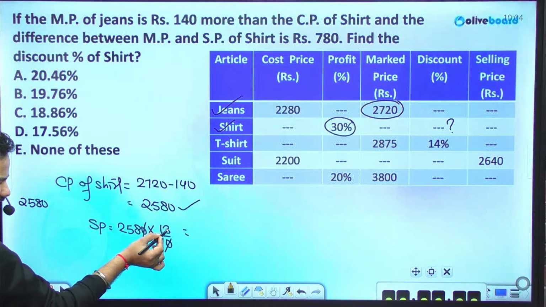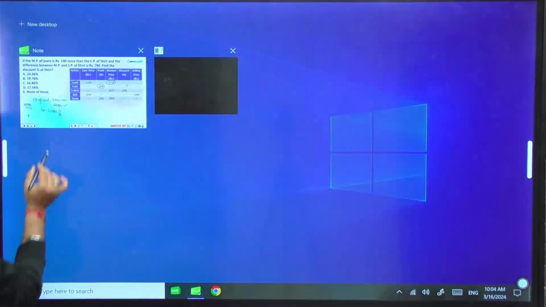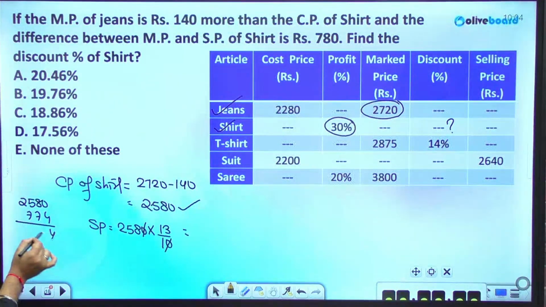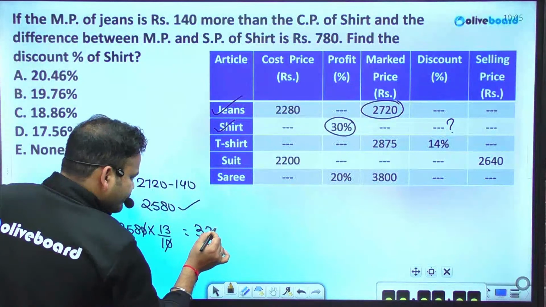258 into 10 is 2580, and 258 into 3 will be 8 into 3 is 24, 2, 15, 2, 17 carry 1. So this is 4. 3354. So we got to know 3354 is the selling price.